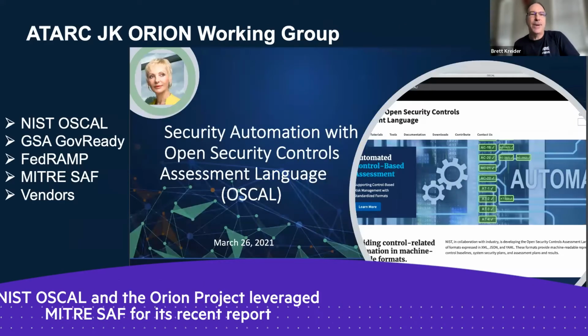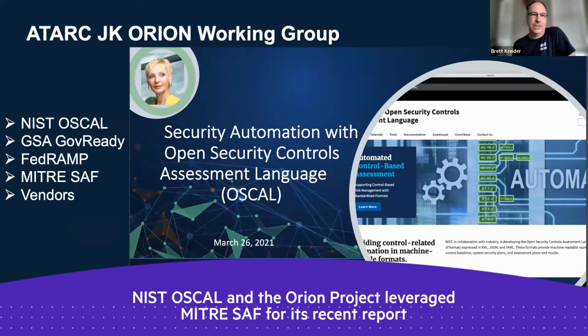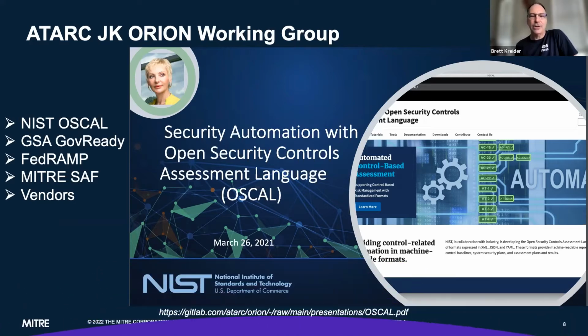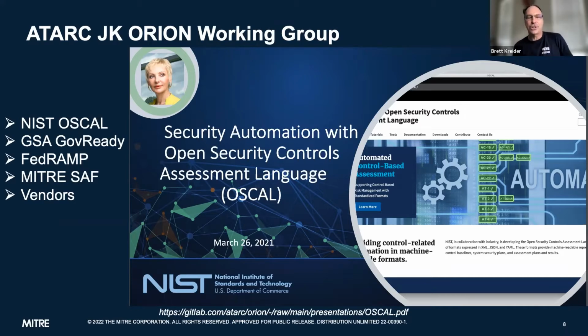Another great example of the impact of SAF is the NIST OSCAL team and the Orion project. The Orion project brought together key federal agencies, vendors, and the academic community to develop a proof of concept demonstration on how to support rapid delivery of authorized, secure software using automation and standardization. Orion leveraged technologies ranging from NIST OSCAL, GSA's GovReady, MITRE SAF, and other vendor-specific products. The full report is at the GitLab link on this slide.